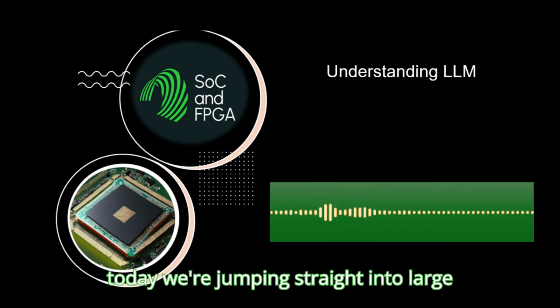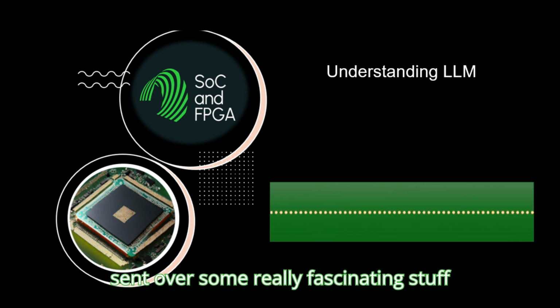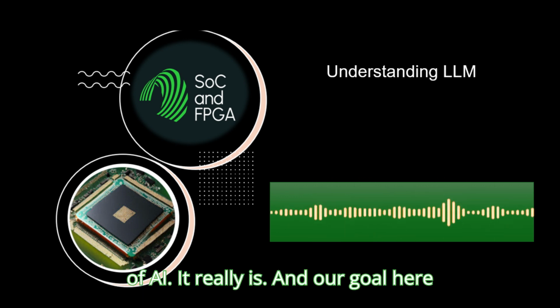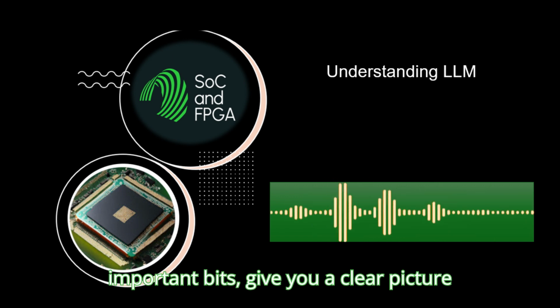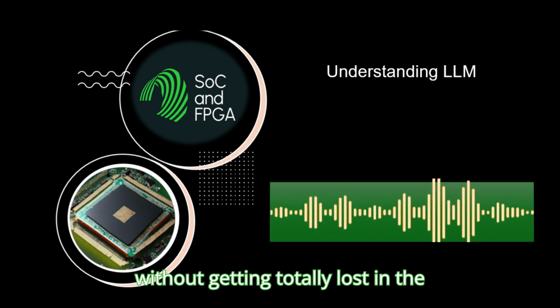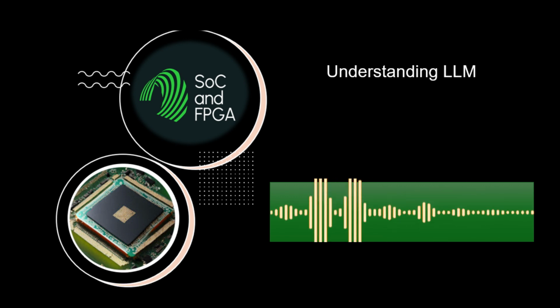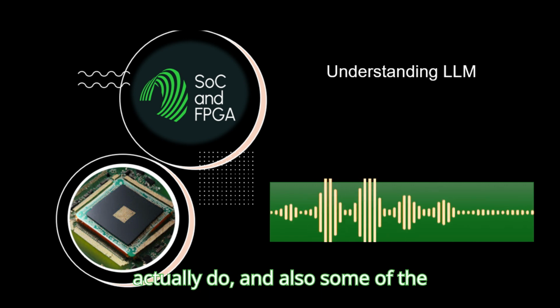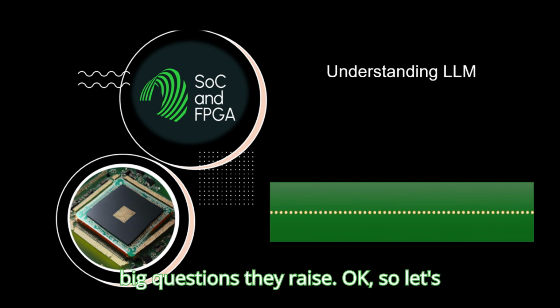So, today we're jumping straight into large language models, LLMs. Right. You've sent over some really fascinating stuff on this. It's moving so fast, this area of AI. It really is. And our goal here is to pull out the most important bits, give you a clear picture without getting totally lost in the technical jargon. Exactly. Think of it like we're sifting through it together, highlighting the core ideas, the tech behind them, what they can actually do, and also some of the big questions they raise.